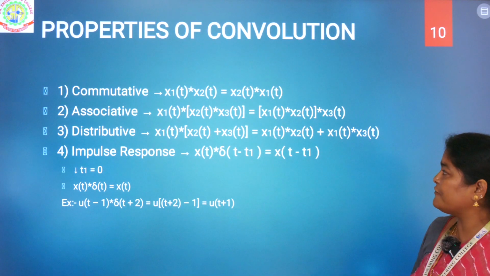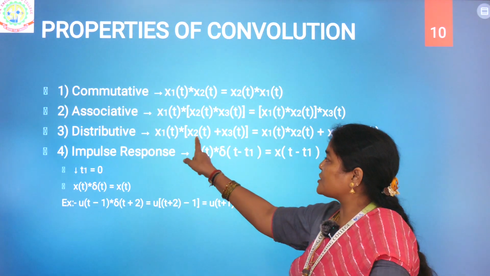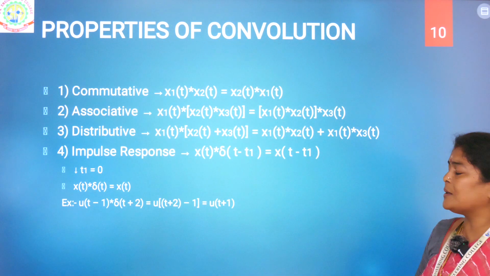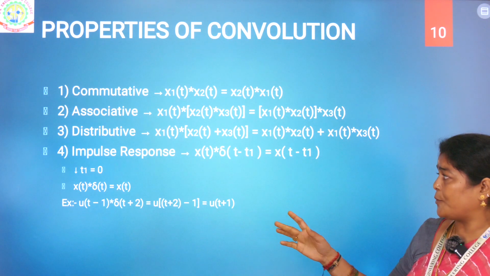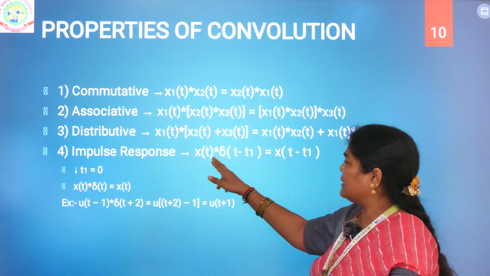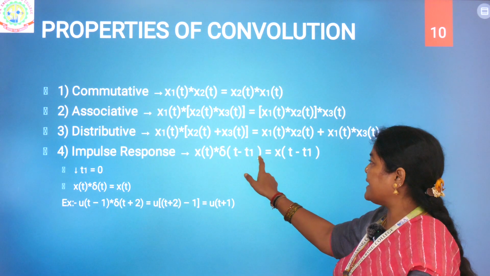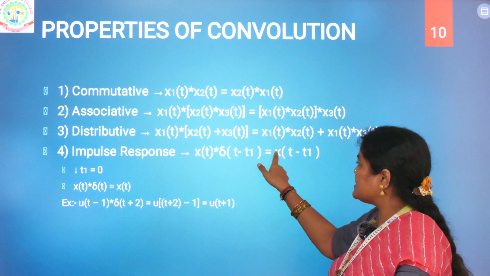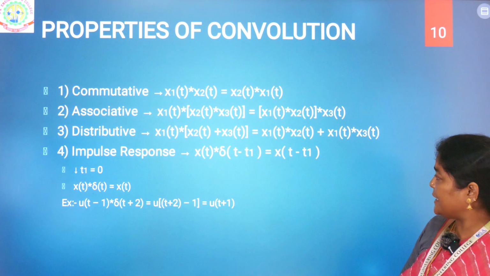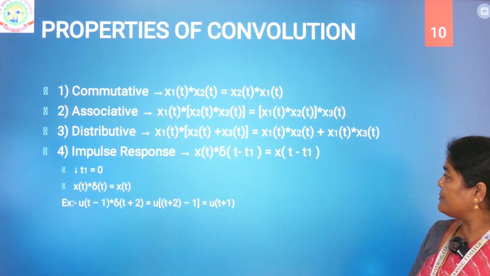So that is associative. Next is distributive. Here comes the addition of 2 signals, hence it has to be performed individually. So you will be getting the same answer. And the most important property is the impulse response property. If you are convolving any signal with the impulse, here I have taken a shifted impulse, you will be getting the original signal but with the shifted response. So x of t convolution del of t minus t1 equals x of t minus t1.